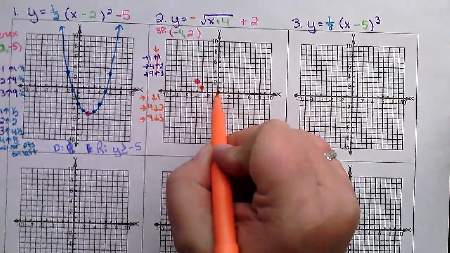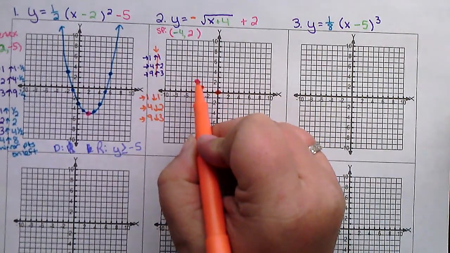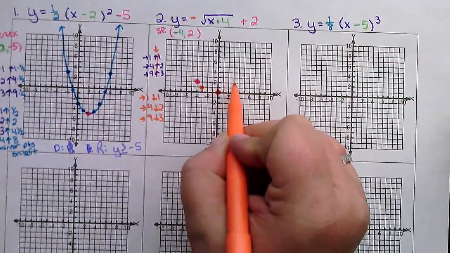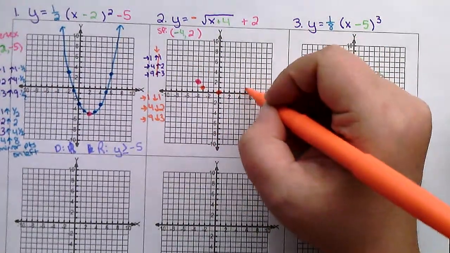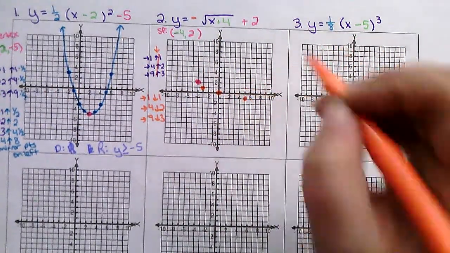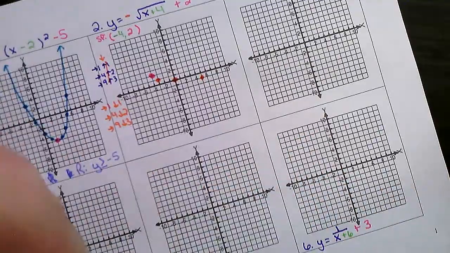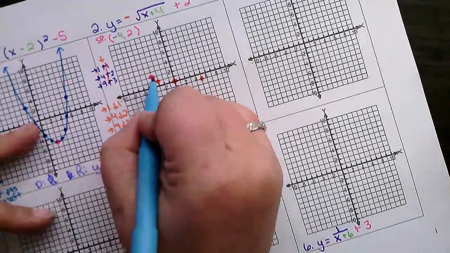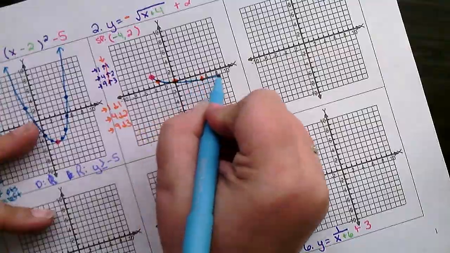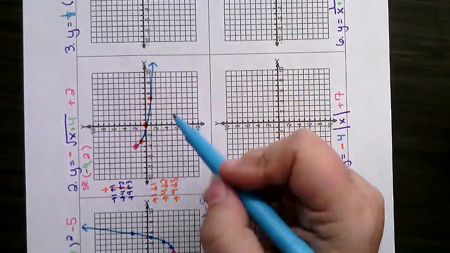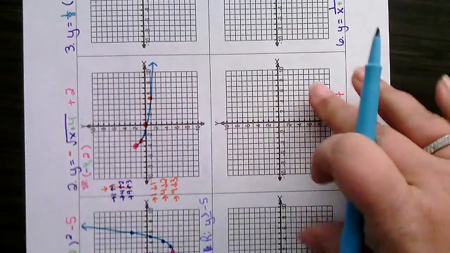So we will go right 1, down 1, back to your start point, right 4, down 2, back to your start point, right 9, down 3. And that looks like our little eyebrow. So we'll draw that in. Remember, if you turn it, it should look like half a parabola.